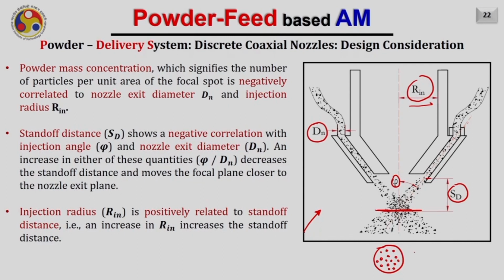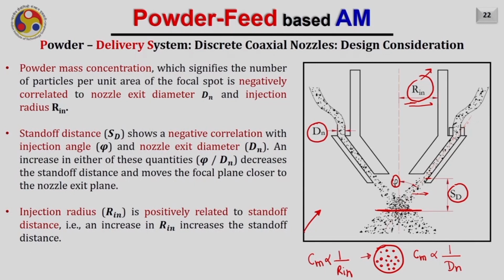This mass concentration, let me write it as Cm, is negatively correlated to nozzle exit diameter and injection radius. In other words, I can write that the mass concentration is inversely proportional to the diameter dn, and also inversely proportional to rin. It is obvious: as I increase rin, the injection radius, what will happen? My stream will go apart, it will go away. In that case, this radius will definitely increase, and this diameter will increase.